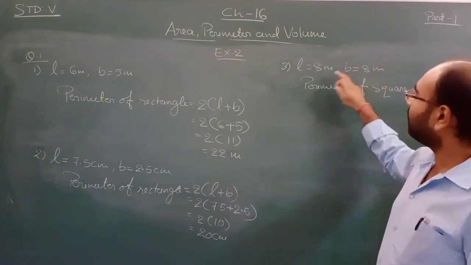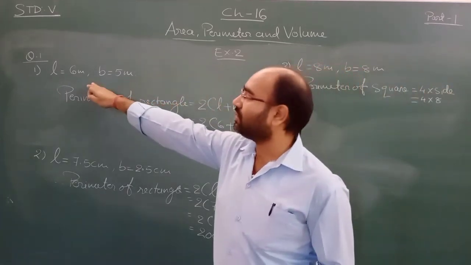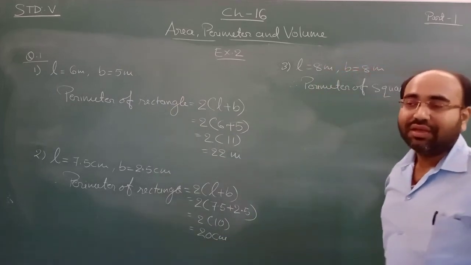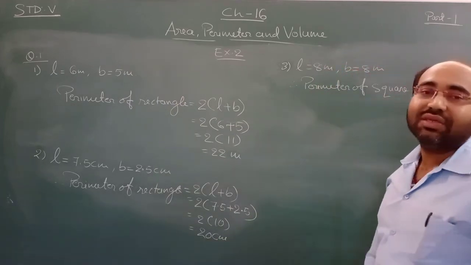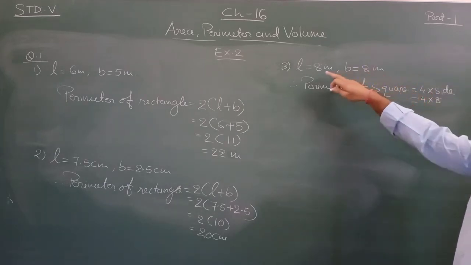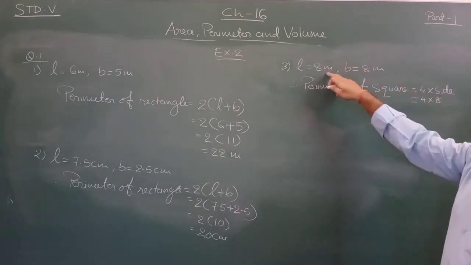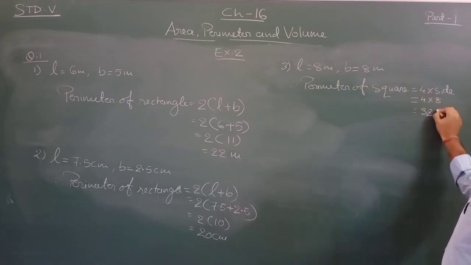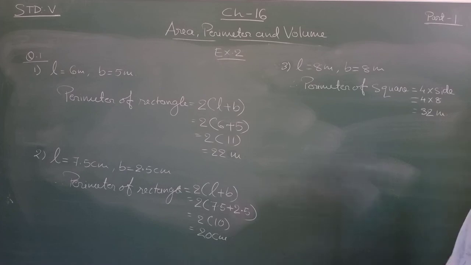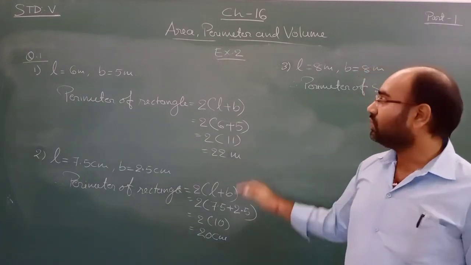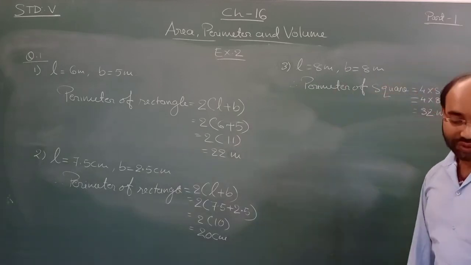That's why length and breadth are coming same. Agar ye bhi square hota to iski bhi length breadth same honi chahiye, but as it is different, it is a rectangle. Square is the figure where all the sides will be equal. So here we are taking the side which is common for square, that is 8. So 4 into 8, 32 meter is the perimeter of that square. So students, we have completed question number 1.